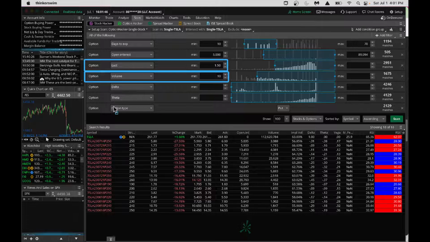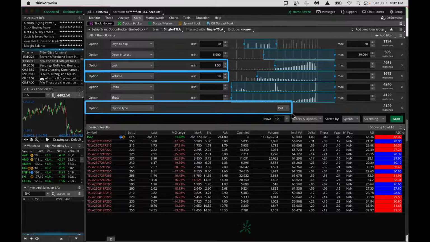And then you got delta, theta, which I just kept blank here. Sometimes I use them, but because I put a high open interest here, I can leave it empty as you can see. From an option type perspective, I basically said I want to look at just the put options as you can see here. I will tell you why I do put options on Tesla of late.